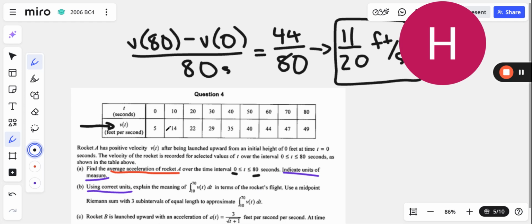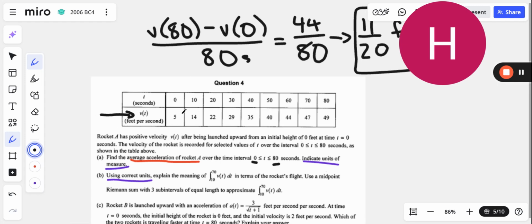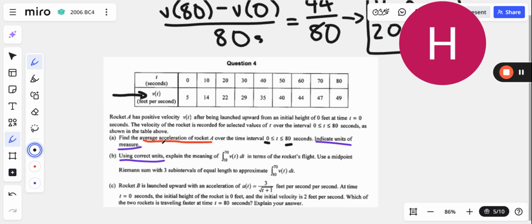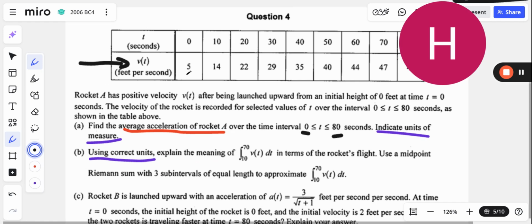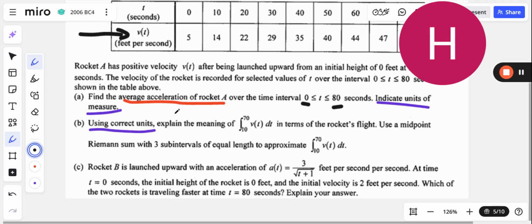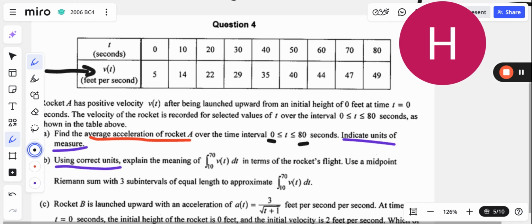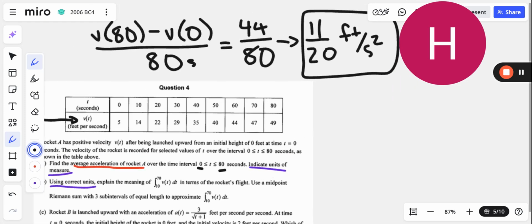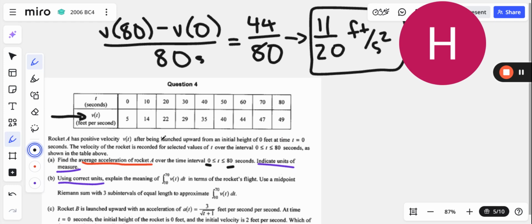Now, like I said, it's speeding up more in the beginning. In the beginning, it has acceleration that's higher, like in the first 10 seconds. Yeah, I don't know how it's going 5 feet per second at 0 seconds. Not sure that that's possible, but anyways. So there's our units, and there's our value for the average acceleration.